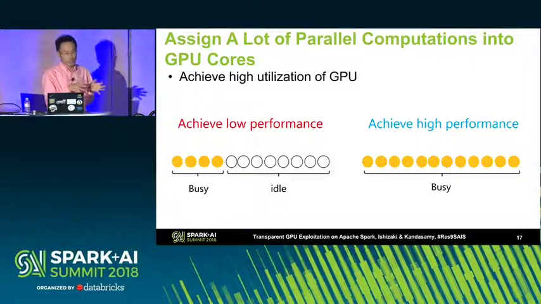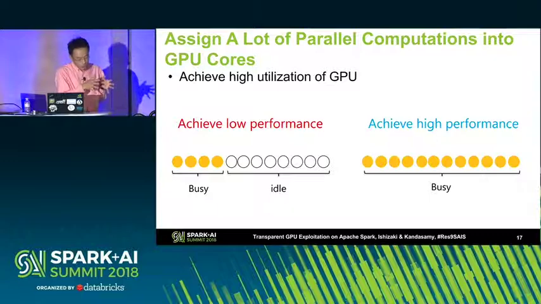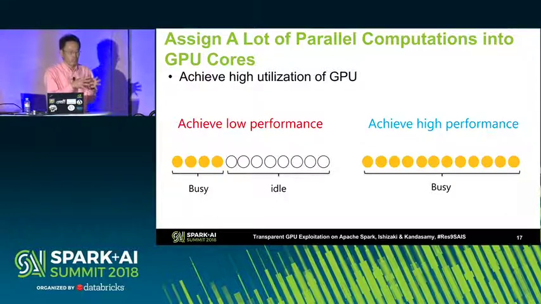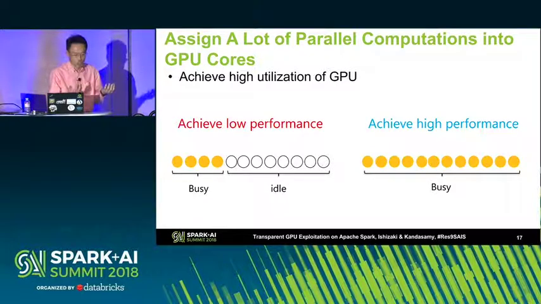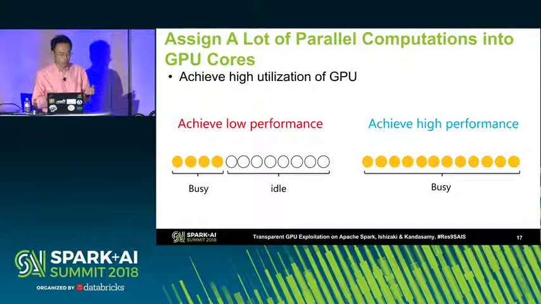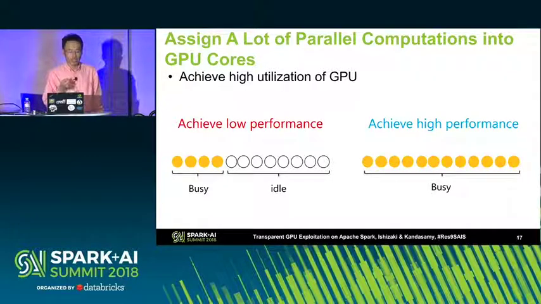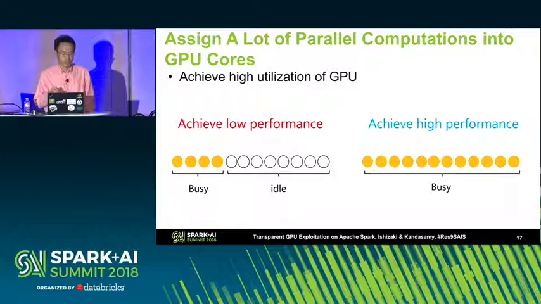In that situation, GPU can achieve very high performance. On the other hand, if only some of the GPU cores are busy due to a sequential program, GPU achieves low performance. If you look at the right-hand side, every core is busy if we can assign the parallel program to the GPU cores. So we can achieve high performance by using the GPU cores. Therefore, it is necessary to achieve high utilization of the GPU.